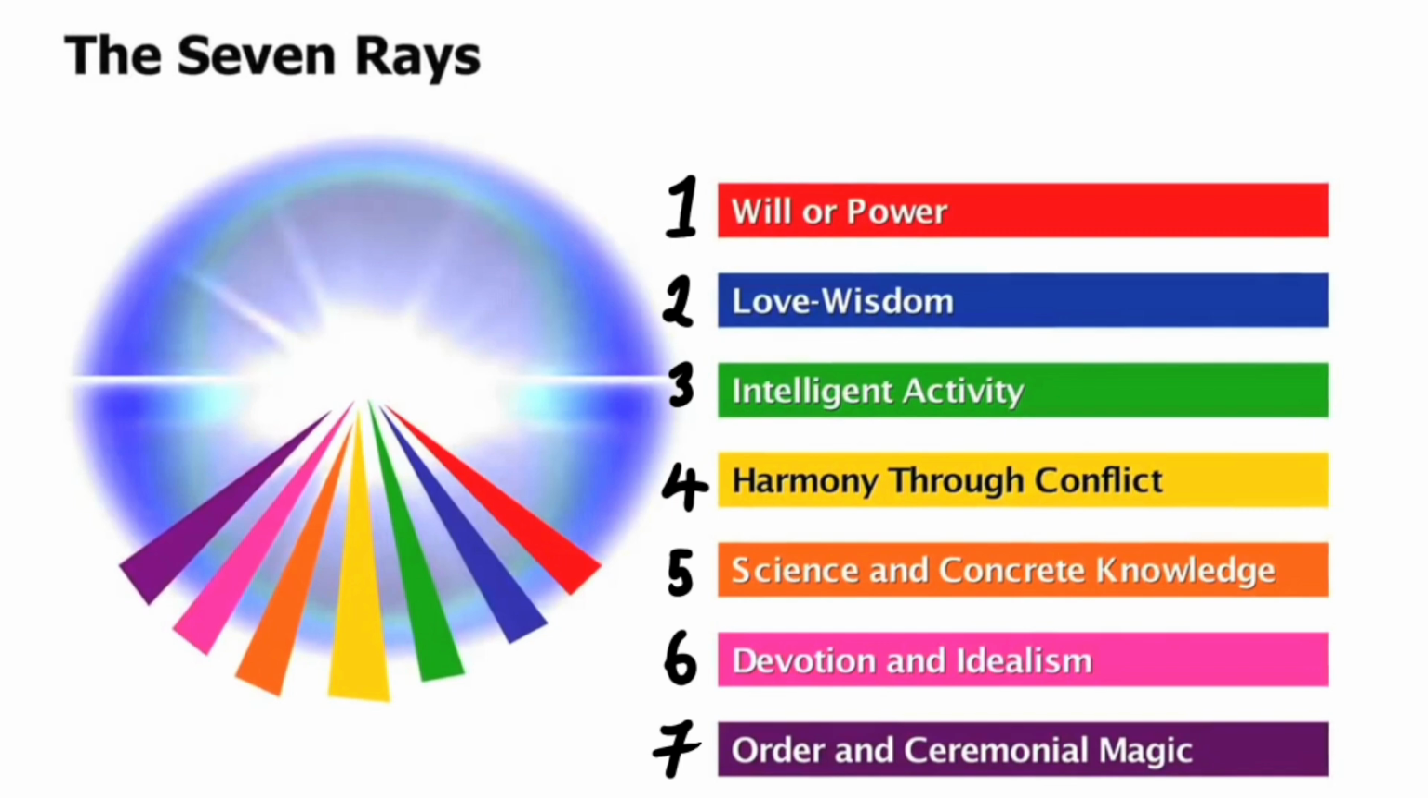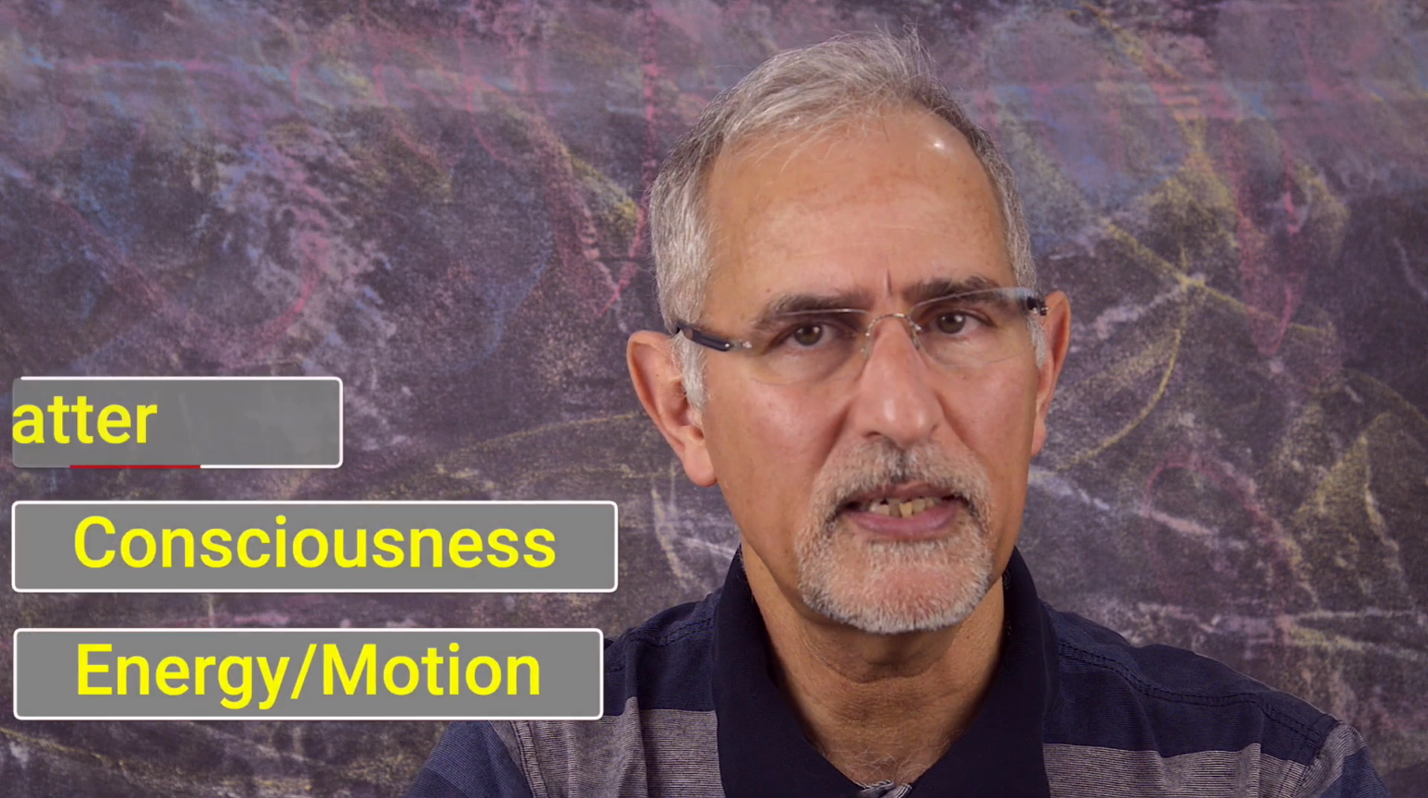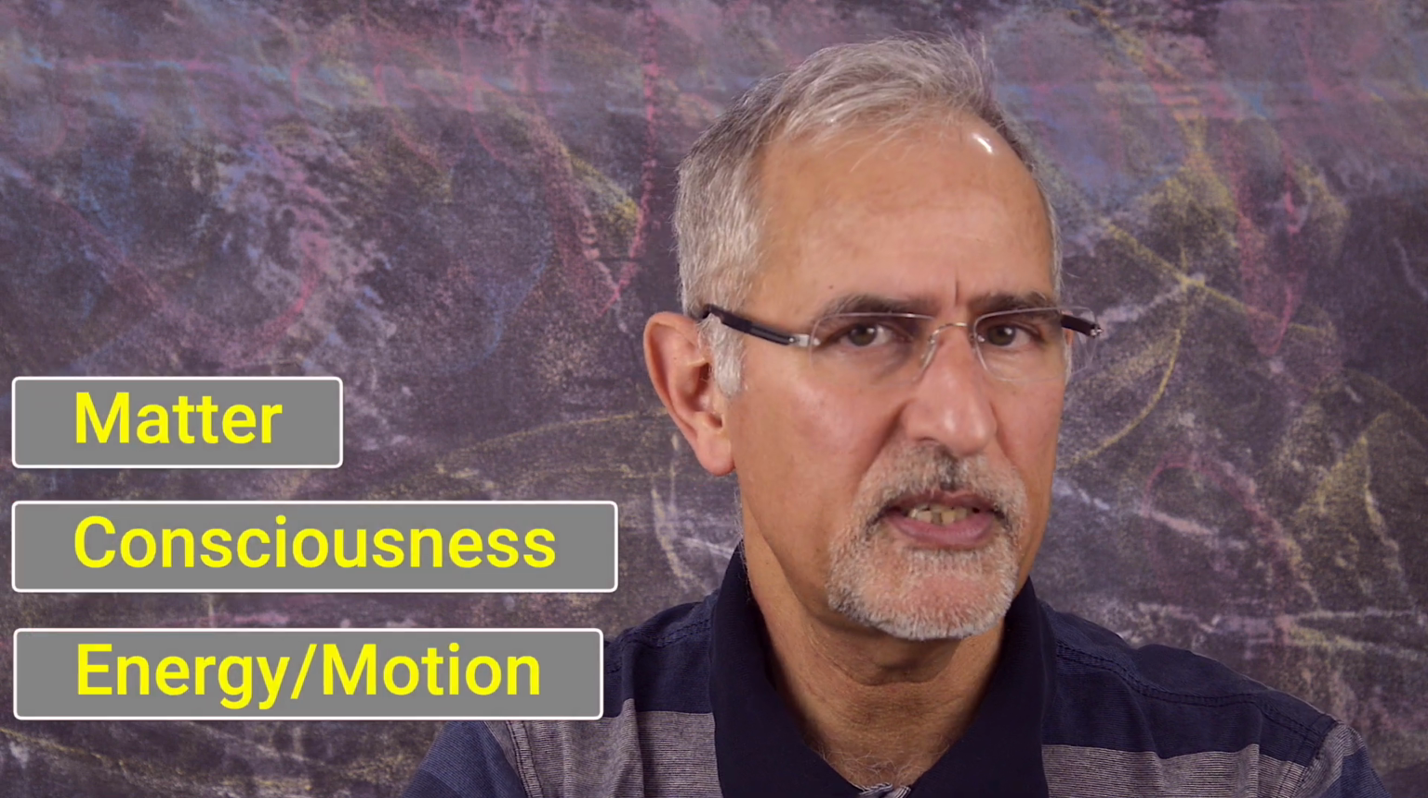I leave you to meditate on that conundrum. The important take-home from this presentation is that everything in existence functions under the influence of one of these 7 ray energies. Even aspects of existence that are primarily energy, motion, consciousness, or matter are still one of the 7 types.